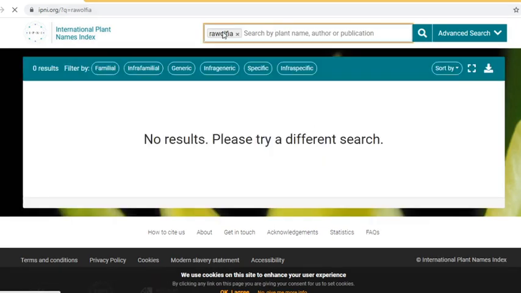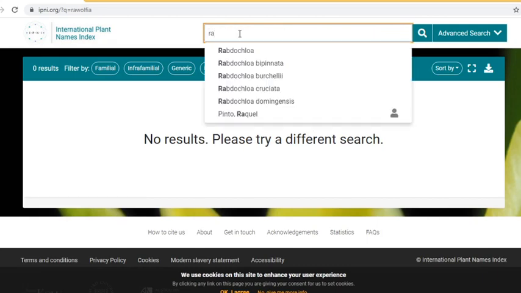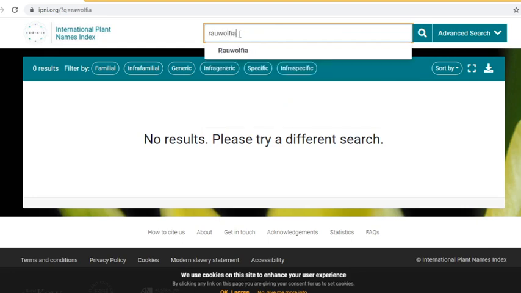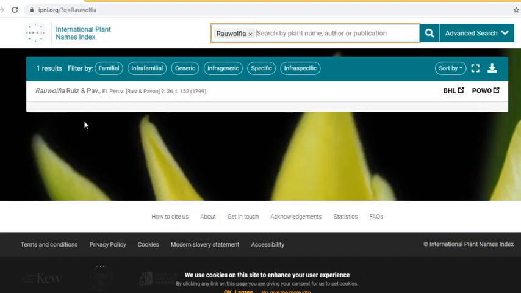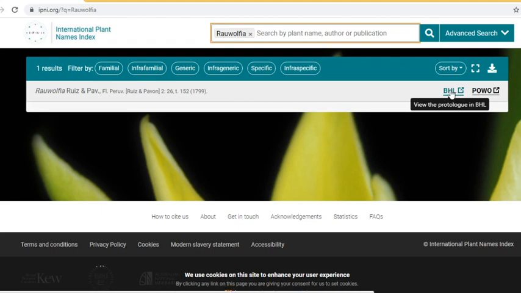Rawolfia, just search for it. It is probably no result found. Now if I change the spelling, let us see if we get Rauvolfia. Oh, it is there. Rauvolfia was published in 1799, and we can see the prologue here if you want. As I said, this will not tell us whether currently this is an accepted name or not, but it means that in the database this name also has been reported.